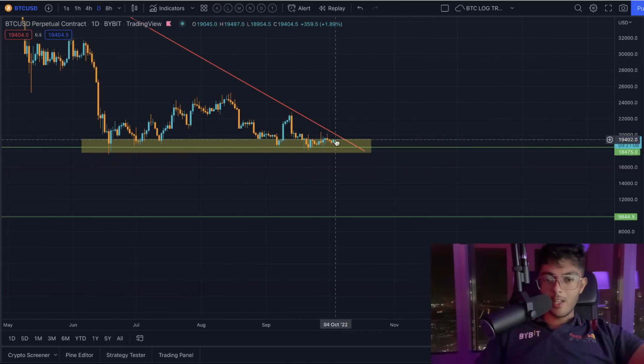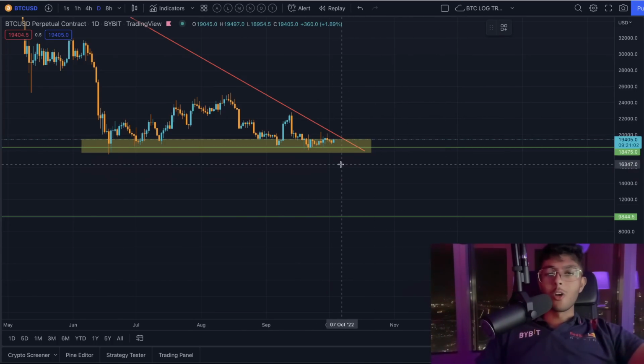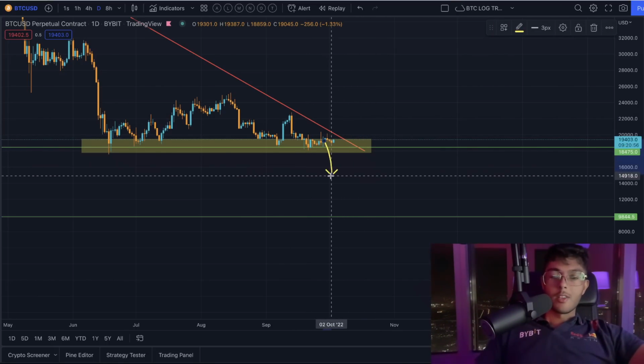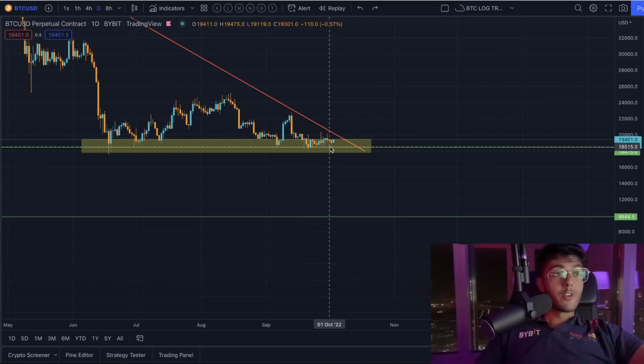And if you look at where these lines meet right here, we're right at the end. No matter what Bitcoin does, even if it just floats sideways, we're going to break the resistance area, or we're going to break the support area. And there are very, very strong implications for both sides that I'm going to get to in just a minute.